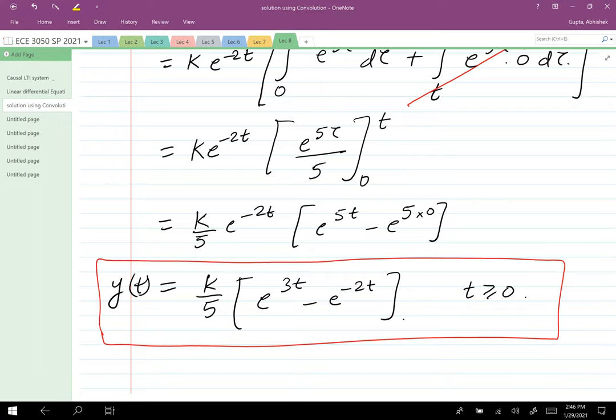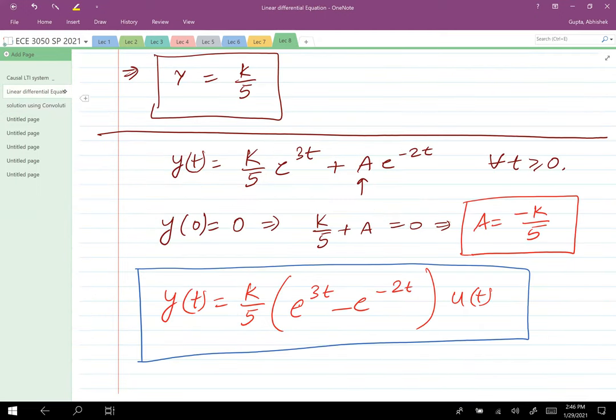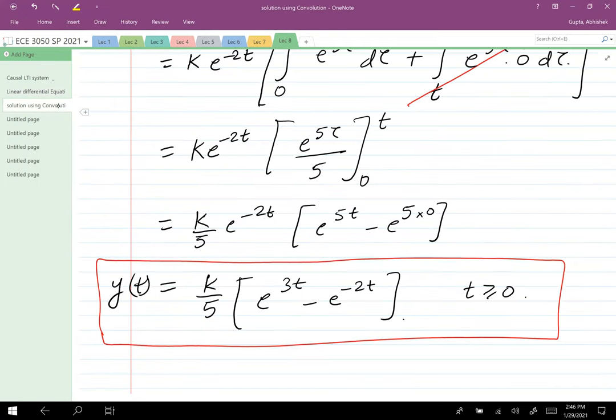The time is up, but the only thing I wanted to mention is this y of t is actually the same y of t we found using the homogeneous solution and particular solution argument. So now you know two ways to solve a differential equation. One is using the convolution equation. The other one is using the homogeneous solution and particular solution approach.